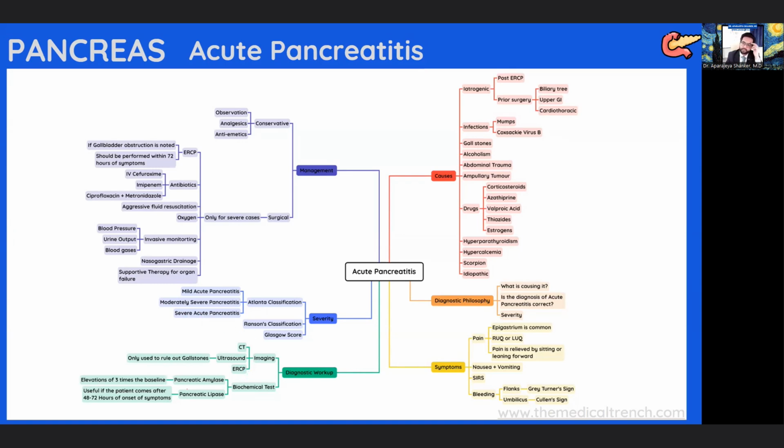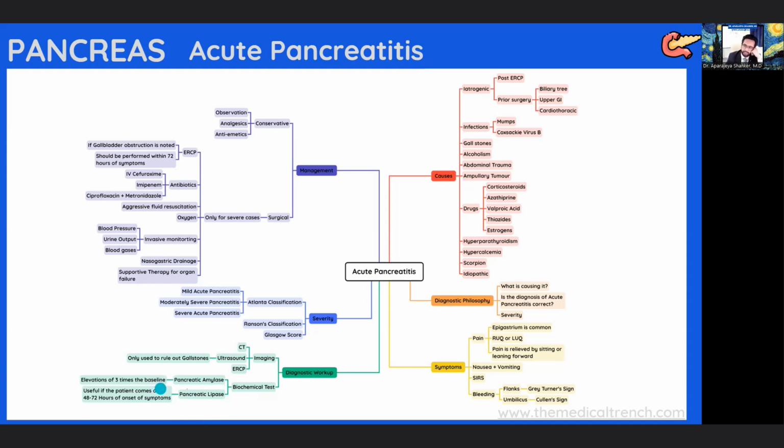Because see, in acute pancreatitis, the ultrasound is not that helpful. It's just not going to do much. So it's always better to do the CT first, right? And then you can use ERCP. And the most important biochemical test is pancreatic amylase, which is going to be 3 times the norm, right? And the most important other pancreatic test is going to be pancreatic lipase.